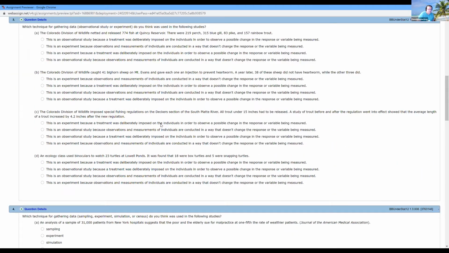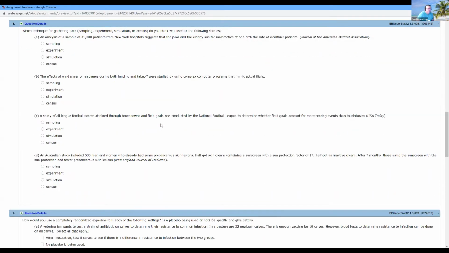Right, we'll look at something here. Now here's something I haven't covered, so I want to make sure we do. We haven't talked about simulation, really. We've kind of talked about sampling and we have talked about census. So what technique for gathering data do you think would be used in these studies?